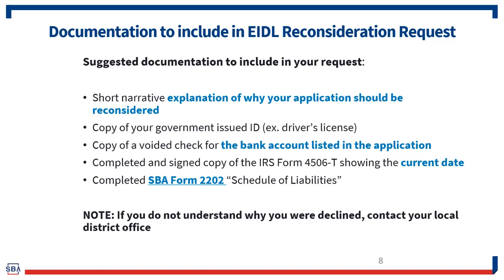And then also include a 2202 Schedule of Liabilities form. This is basically a snapshot of your current financial situation. So it's just a listing of the business and personal loans that you are paying on a revolving basis. And we'll talk again about that later on. Important takeaway from this slide is, if you don't understand why you were declined, contact your local district office. We will try to get into your file and help you figure out what the issues are.